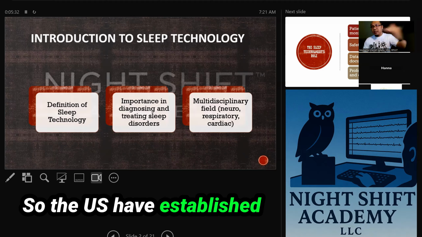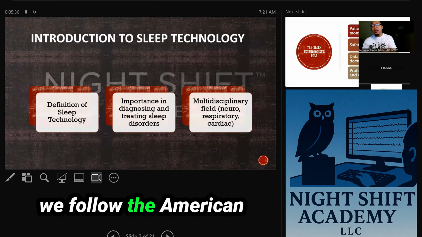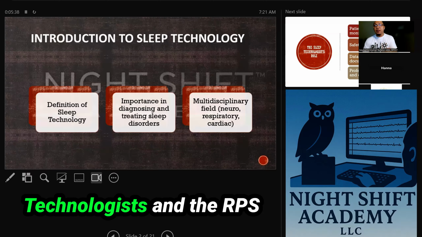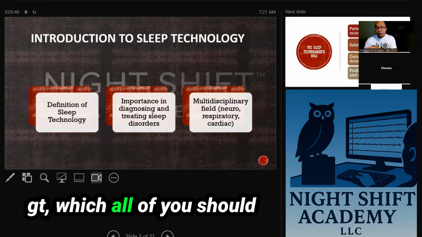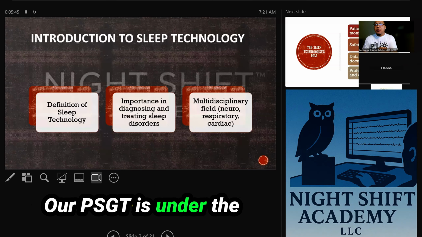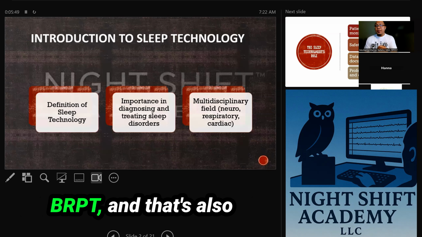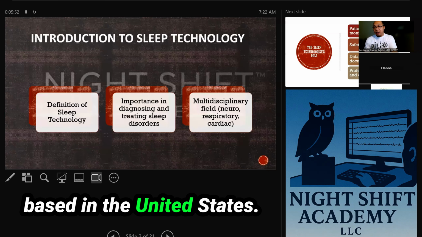So the US has established all the standards. We follow the American Academy of Sleep Medicine, we follow the American Association of Sleep Technologists, and the RPSGT, which all of you should become soon. RPSGT is under the Board of Registered Polysomnographic Technologists, BRPT, and that's also based in the United States.